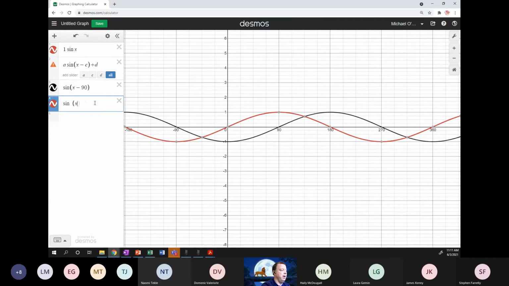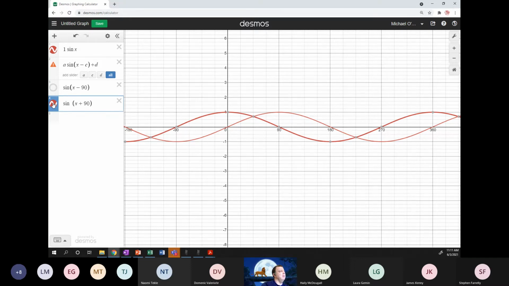Now, if I put a positive in here, that means it's going to go 90 to the left. I'm going to get rid of this guy. Why does this always come up the same color? Let me delete that. Blue. Okay.